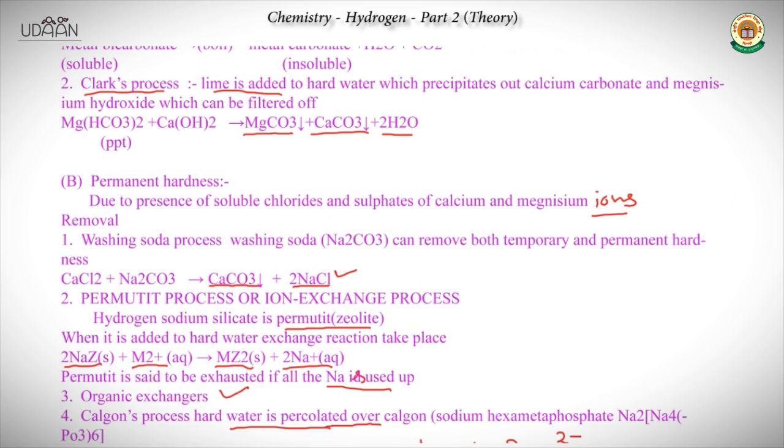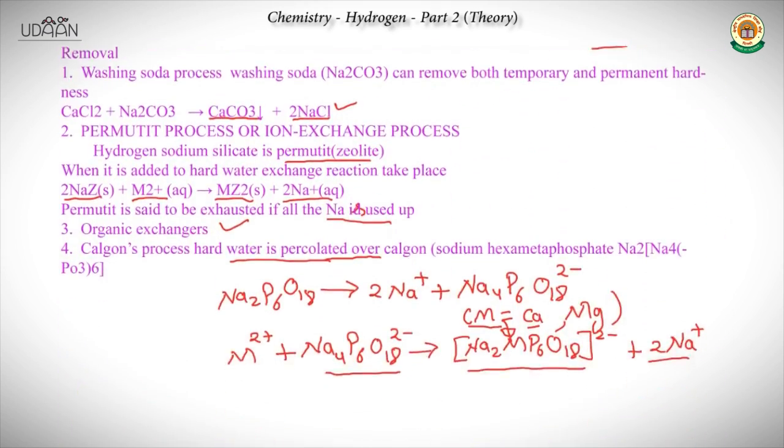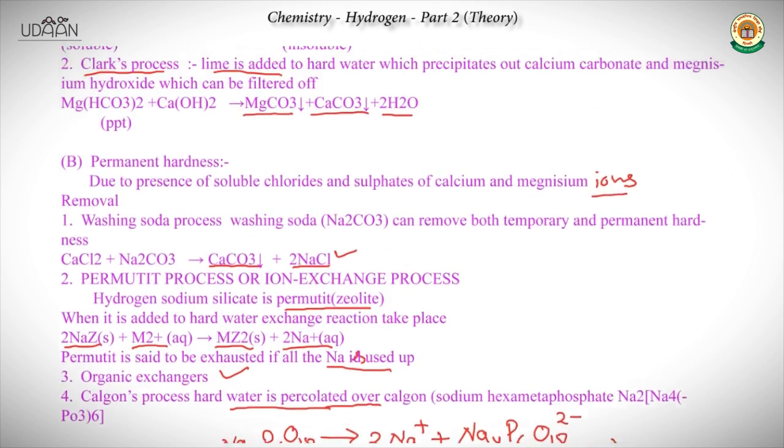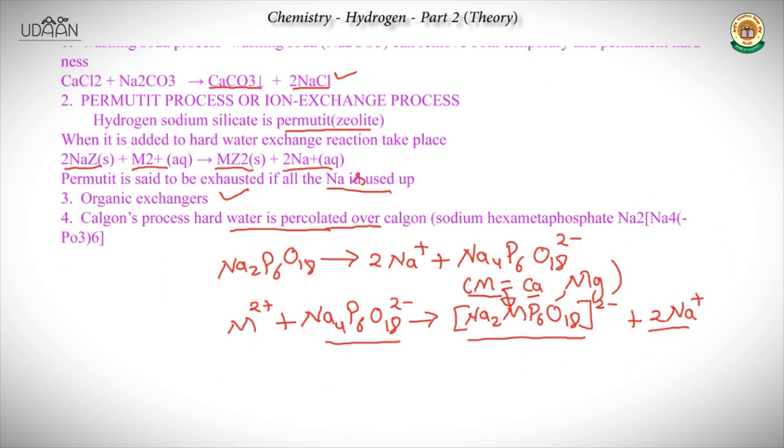So here we saw what hard water is and the processes to remove hardness from the water. We saw two types of hardness: permanent hardness and temporary hardness. We'll get more about hydrogen in the next lecture.